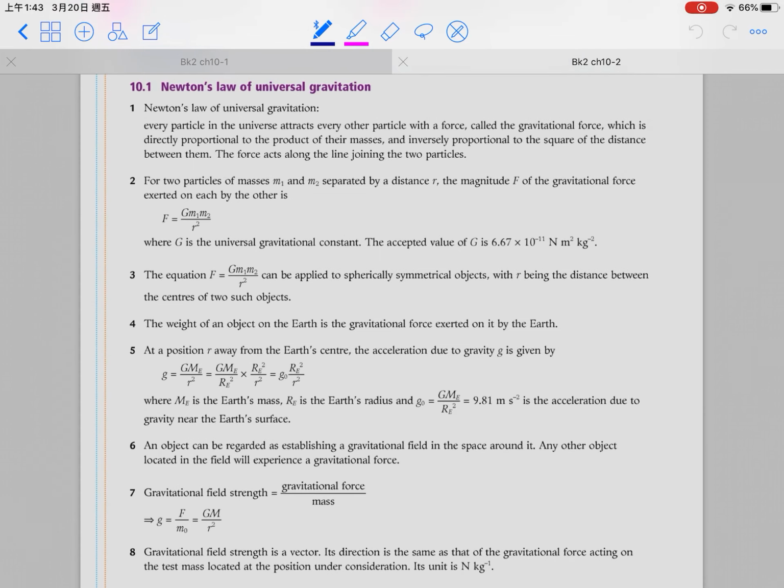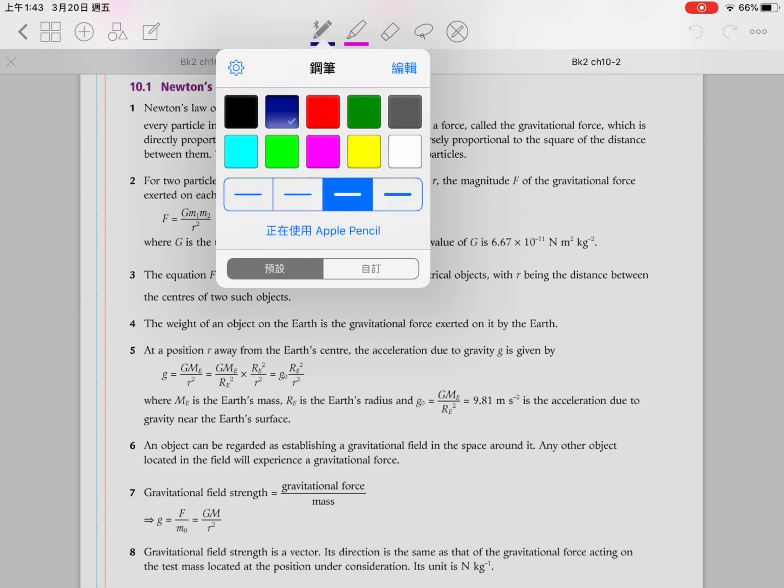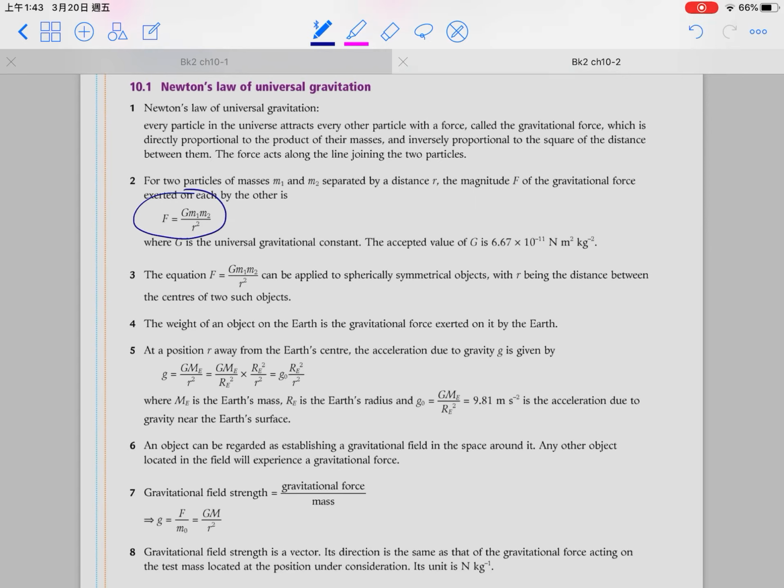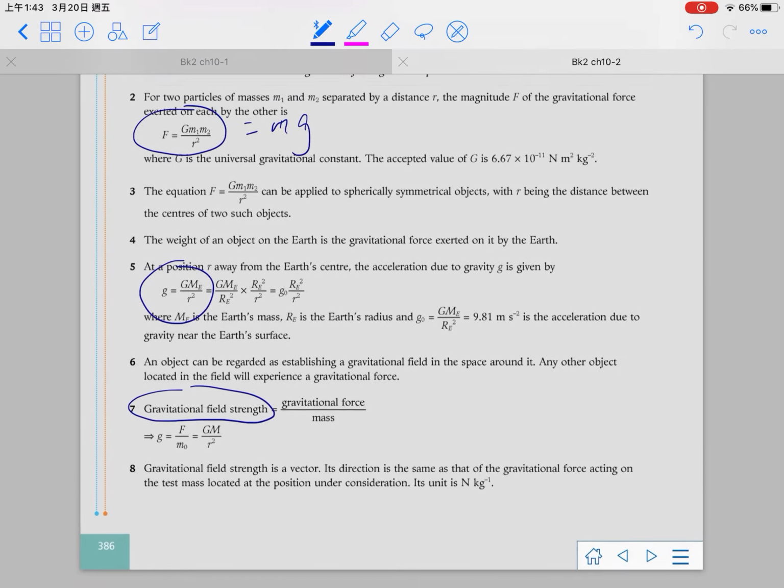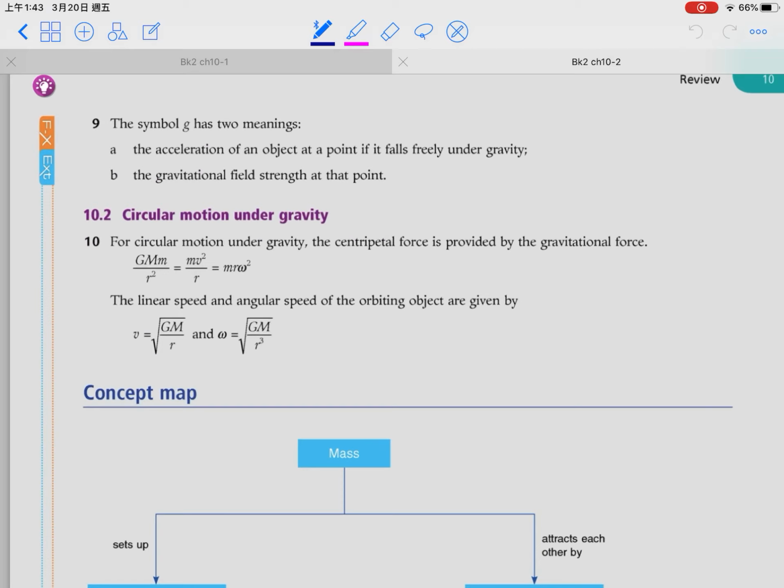For chapters 10.1 and 10.2, here are the main concepts. In 10.1, you have learned gravitational force. The gravitational force is actually the weight. And we have the equation g equals Gm over r squared. We call this g the field strength, which is defined as gravitational force per unit mass.